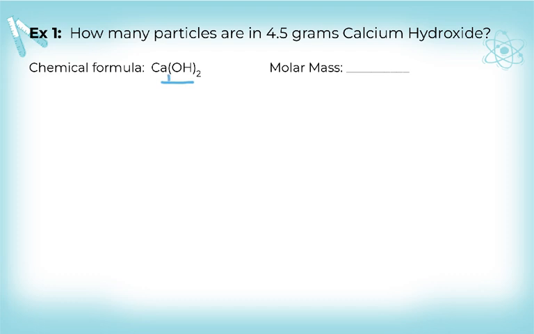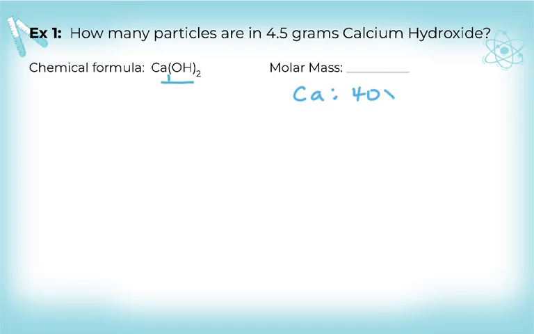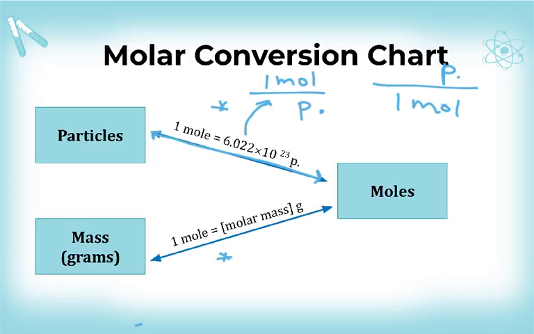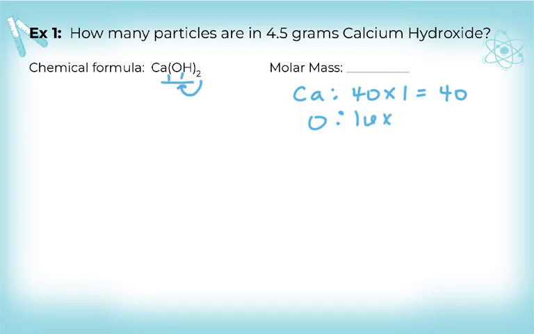I have 1 calcium, and that calcium has a mass of 40 from my periodic table. I'm referencing that calcium right there, 40.08, rounding to the nearest whole. And I have 1 of those, so that's going to be 40. Oxygen, I have 1 oxygen in my OH, but I have 2 OH groups, and so I'm going to have 2 of those. Oxygen has a mass of 16. So 16 times 2, because we have 2 oxygens, so that's 32.